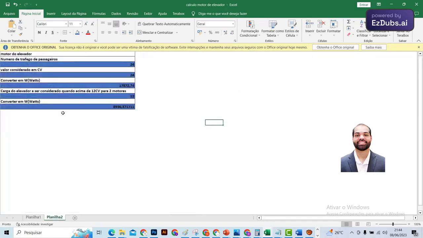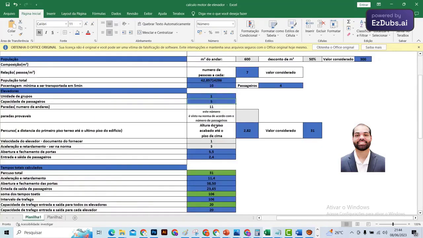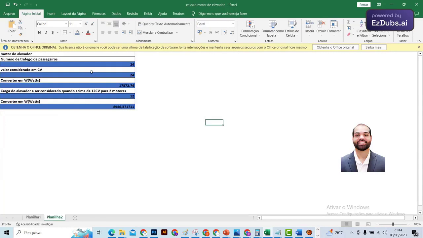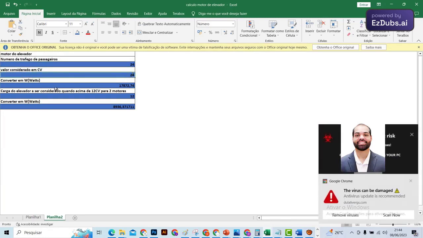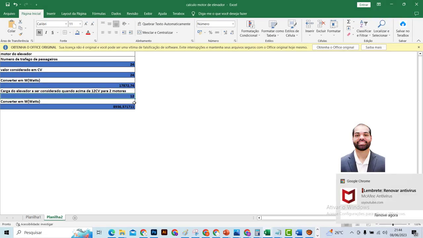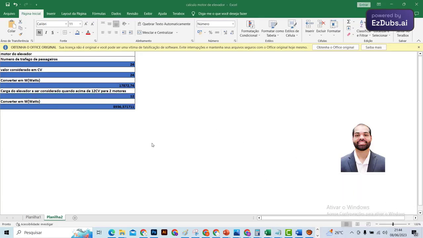Let's go to the second sheet and calculate. This result comes out automatically, as you can see all the results in blue we don't need to change. We just need to change the values in gray, which are the ones we really need to add. So it gives us the result here: number of passenger traffic of 24, considered in CV of 24, okay. Convert CV into watts, I have the result here, 17,872.74 watts, okay. In this case for each elevator I have 12 HP, so I have 12 motors of 12 HP for a single elevator, okay. Converting this into watts I have 8,936 watts, okay.